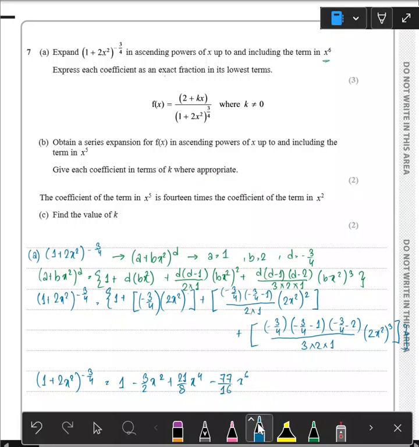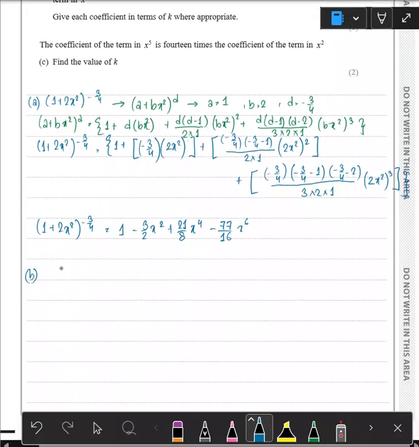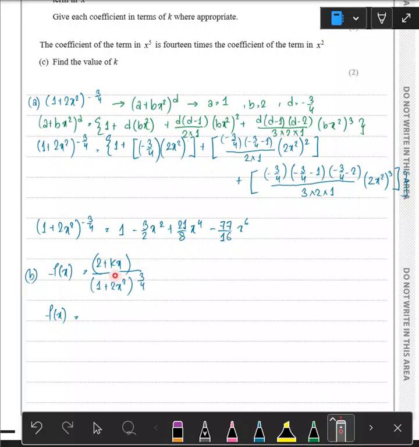So now, they have given us f(x), which is (2 + kx) divided by (1 + 2x²) to the power 3/4. If you want to obtain an expansion for f(x), the first thing we should do is get the thing in the denominator and multiply it with the numerator, which is 2 + kx.